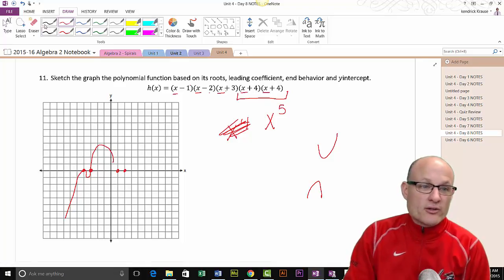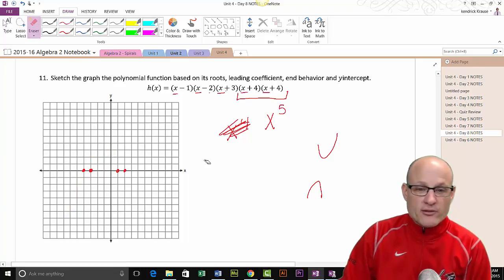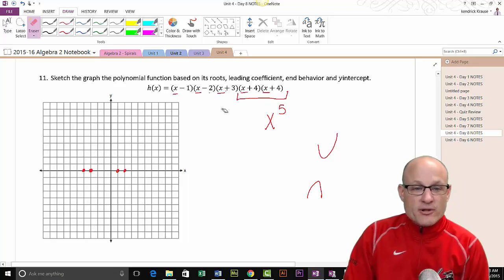Wait, I should know the y-intercept. So let me think about what I know for the y-intercept. I should figure that out first. Let me pretend like I didn't write that. The y-intercept is going to come from multiplying these numbers together. So in this case, the y-intercept is ginormous.